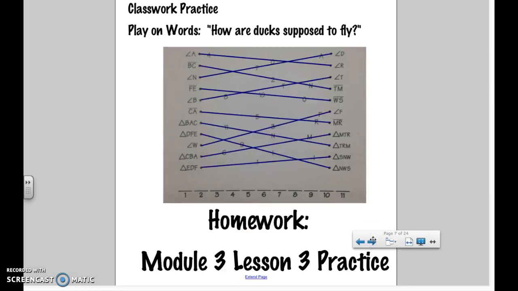So here are your answers. Hopefully you've done well. If you've missed these, raise your hand. I will come and try to help you figure out what went wrong. If you did well, if you've got all of them right, then you can start your homework on corresponding parts. Good luck. Raise your hand if you need some help.